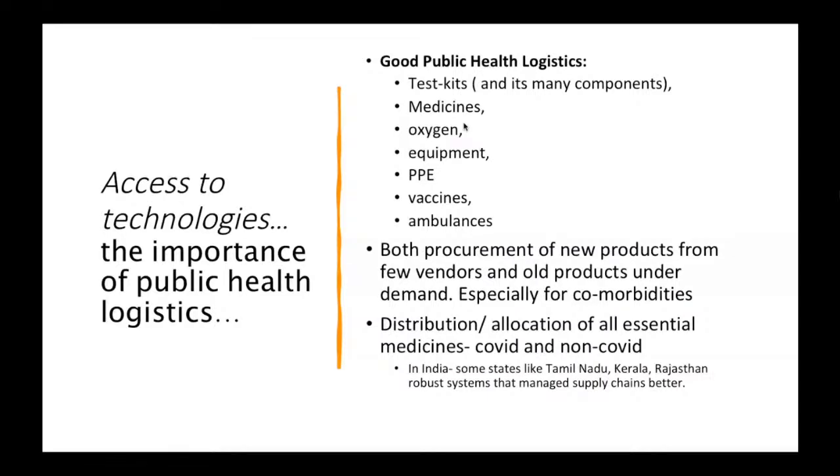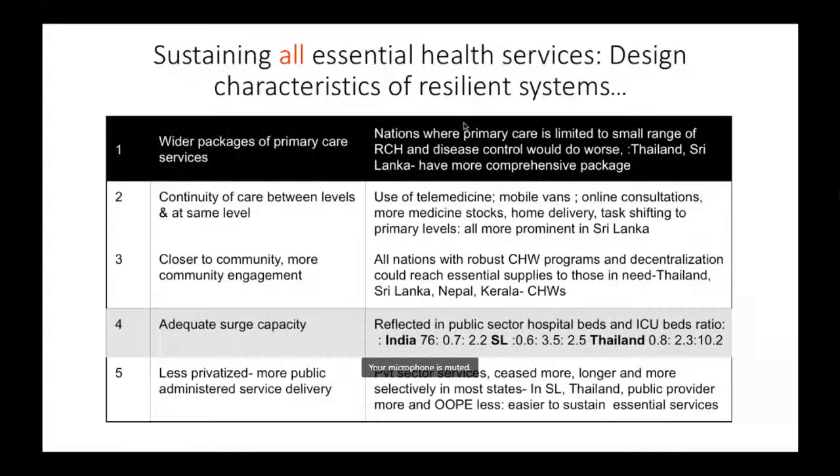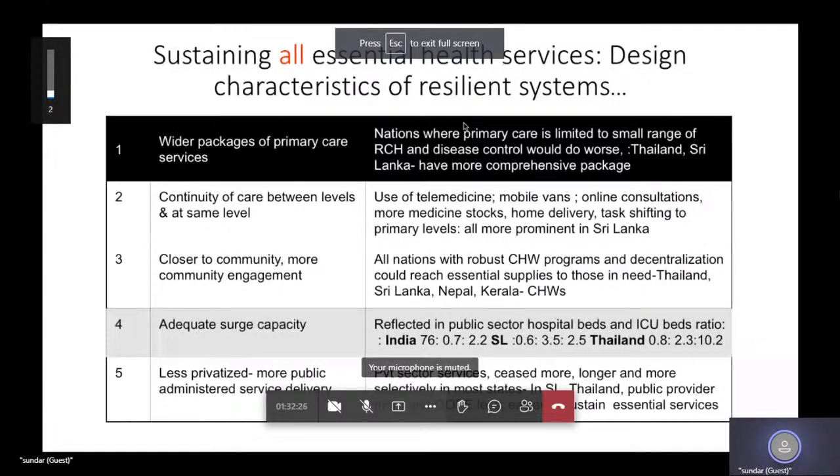Equipment, personal prophylactic preventive equipment, the sort of dress that you need to wear to prevent health workers from getting infected, vaccines, ambulances, these are areas. The other big challenge is of sustaining all essential health services. Even your hypertension, diabetes, stroke, heart attacks, typhoid, all of them don't go away. How do you do that is the challenge on that.